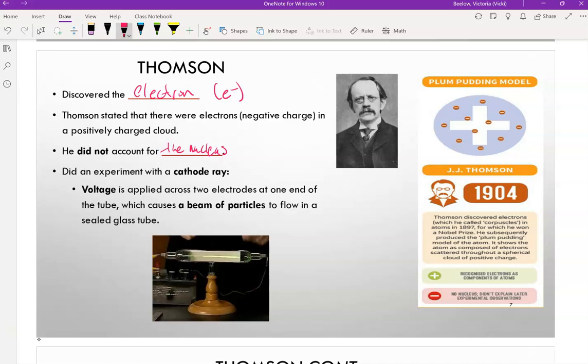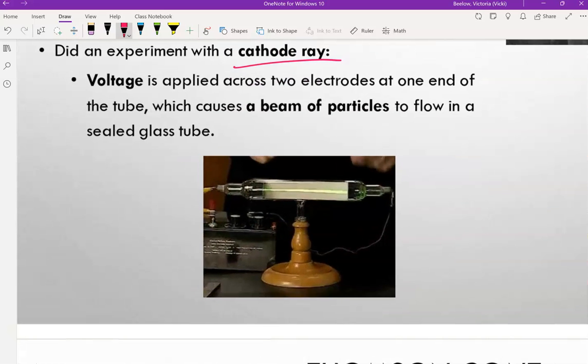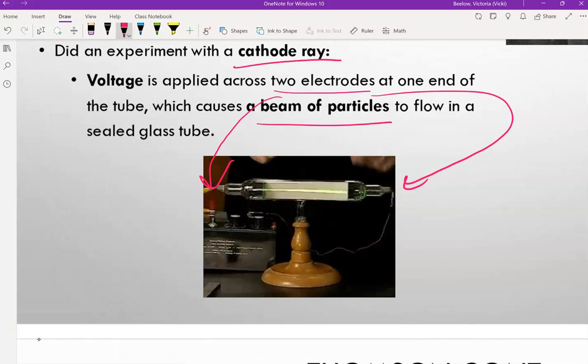So how did he figure this out? He did a simple experiment with something called a cathode ray. I actually have this somewhere in my classroom, it just doesn't have anything inside of it. So you have this piece of glass here, and you can put 2 electrodes on either end, and run basically a beam of particles flowing inside of this glass sealed tube.